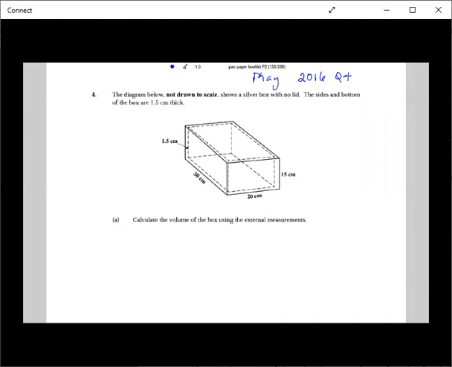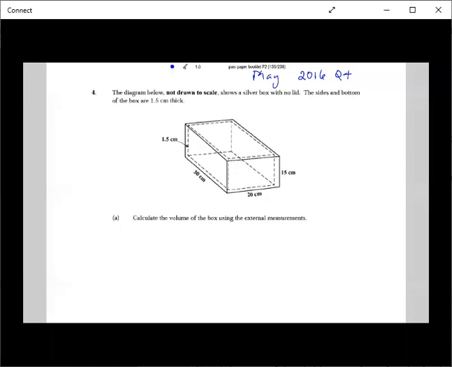with no lid. So it's an open silver box. The sides and bottom of the box are 1.5 centimeters thick. So the thickness of the box throughout is 1.5 centimeters. We're to calculate the volume of the box using the external measurements. All right, well, that's not hard.